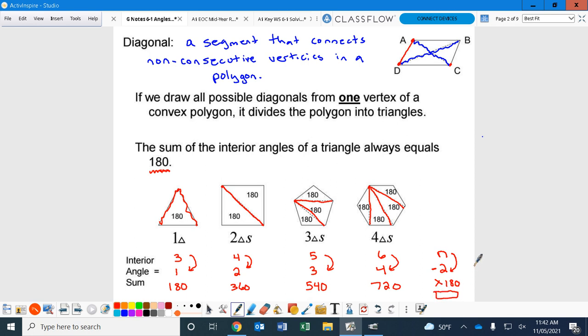Now let's write that as a formula. N minus 2 times 180. That is going to be for the sum of the interior angles. Sum of the interior angles, guys. It's the sum of the angles inside.